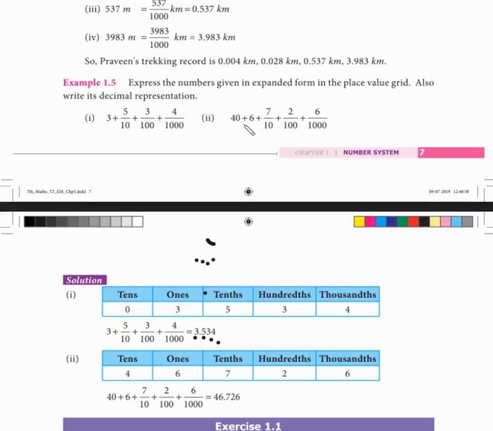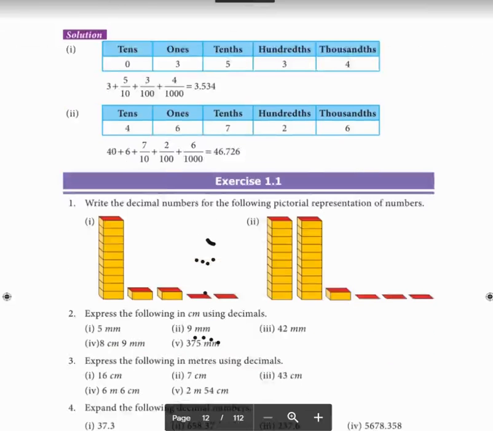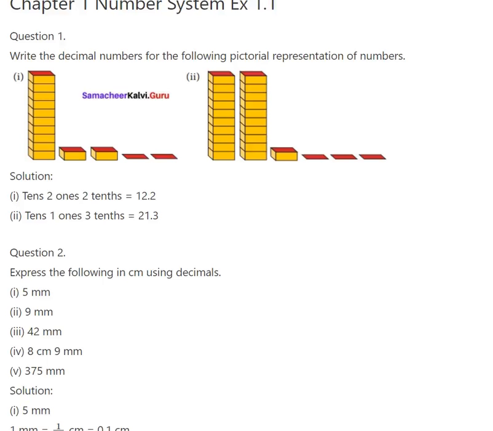Second sum: 40 plus 6 plus 7 by 10 plus 2 by 100 plus 6 by 1000, that is 46.726. You know how to write this sum. 7 is tenths, 2 is hundredths, 6 is thousandths place. So 4 tens, 6 ones, 7 tenths, 2 hundredths and 6 thousandths. Yes children, right. Now let us learn exercise 1.1.